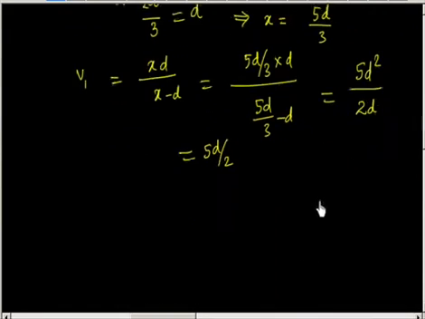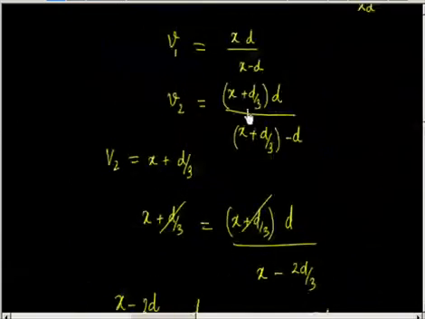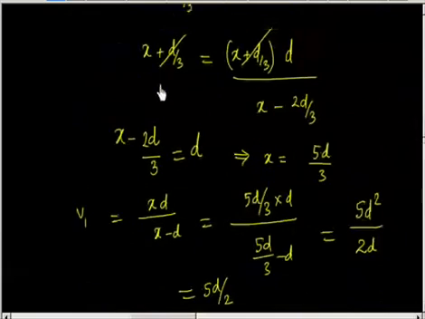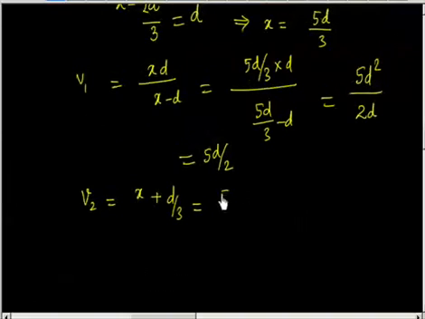And what is v2? So we can calculate v2 now. v2 is what? v2 is x plus d by 3. Are you getting or not? This distance is the same as this, so x plus d by 3. And x we have already calculated. This is 5d by 3 plus d by 3, that is 6d by 3, that is 2d.